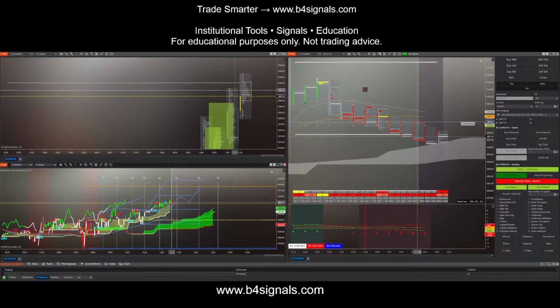Stop loss moved down to here on that short there.